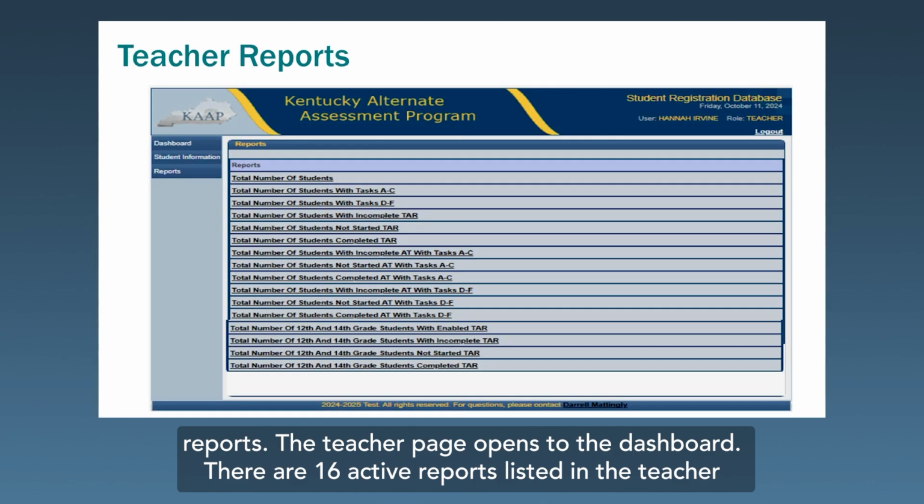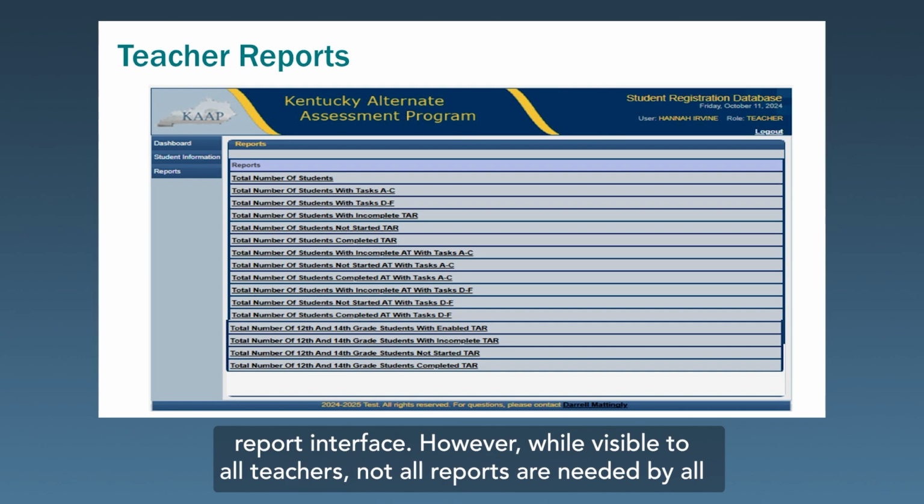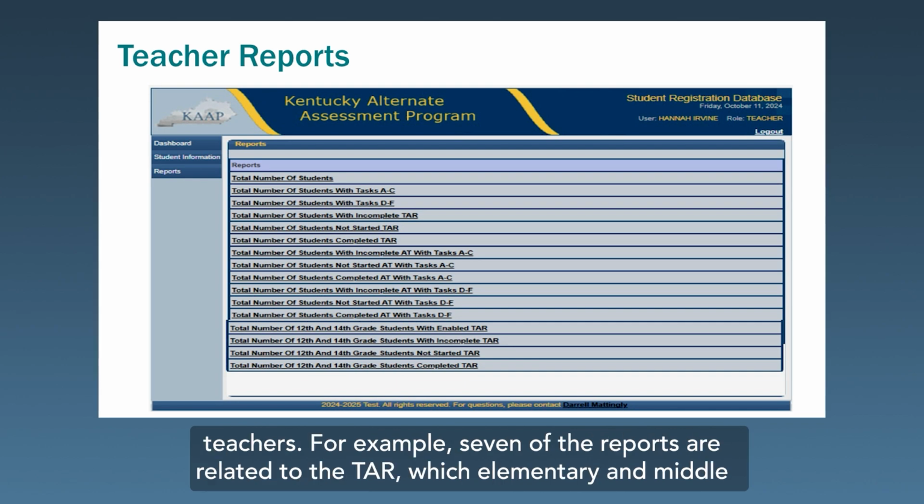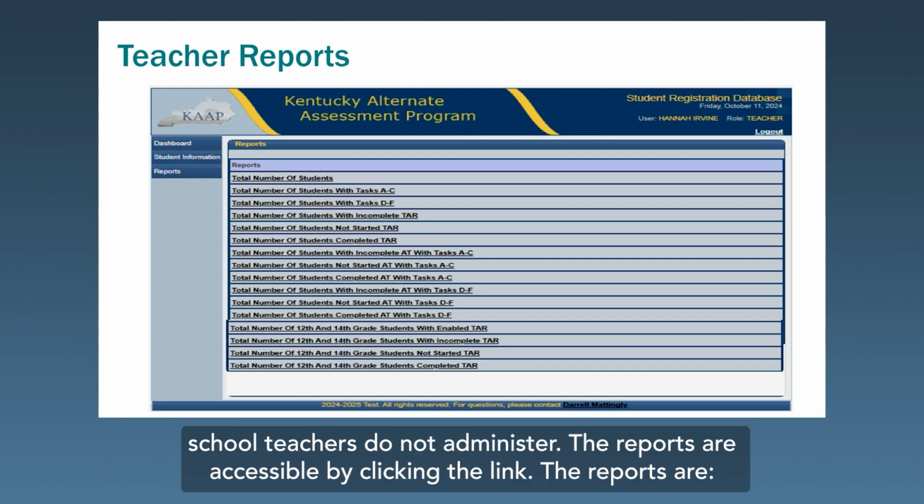There are 16 active reports listed in the Teacher Report interface. However, while visible to all teachers, not all reports are needed by all teachers. For example, 7 of the reports are related to the TAR, which elementary and middle school teachers do not administer. The reports are accessible by clicking the link.